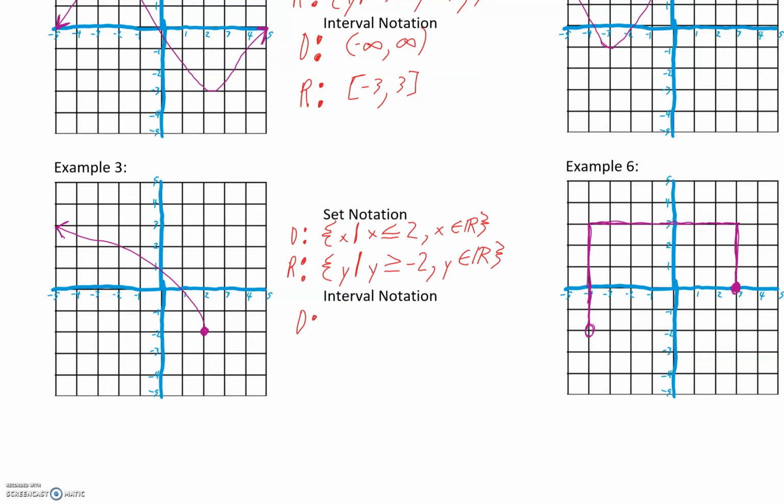Okay, now we're going to do domain and range in interval notation. Okay, domain is going to be written as negative infinity going to 2. 2 is or equal to, infinity never is. Okay, in the range, it'll be negative 2 going to positive infinity, and that's the round bracket.